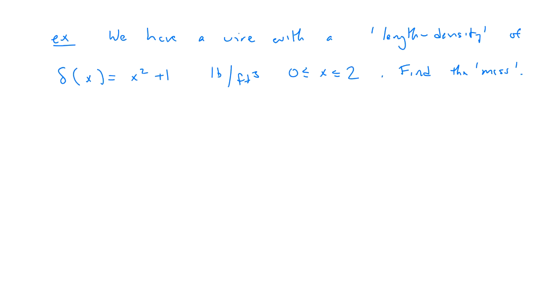Start off with the easy one, something that is essentially one-dimensional. So we have a wire, and in this text, he's defining the density here as a length density, which I'll talk about in a second. And let's suppose it's given by x squared plus 1. This is a delta for density. x squared plus 1 pounds per cubic foot.